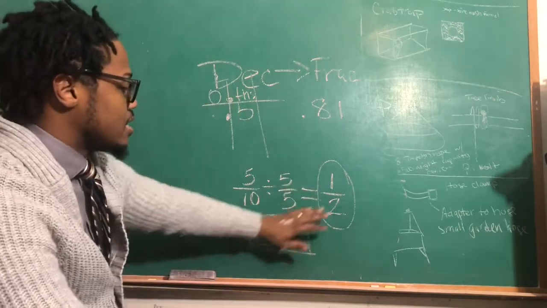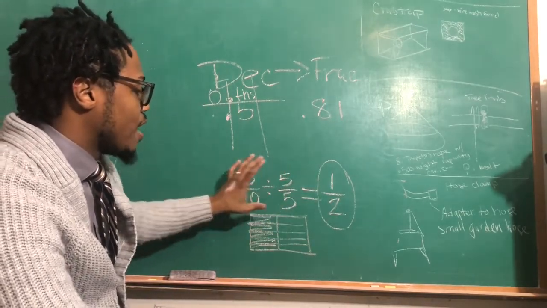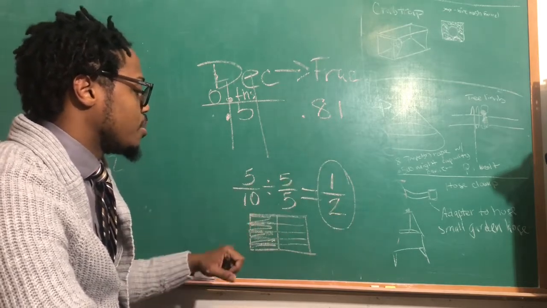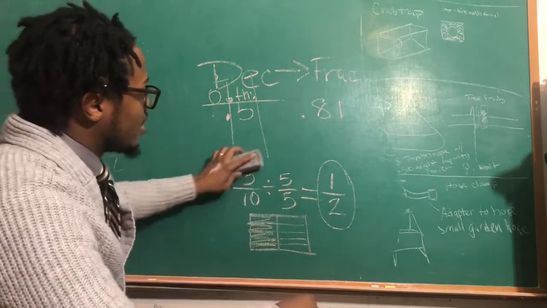But this is an equivalent fraction. So when they ask you to simplify, they want you to find an equivalent fraction that is a little simpler than the one that you ended up with. So 5/10 can be simplified into 1/2.